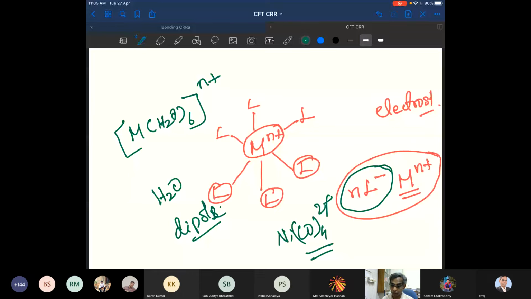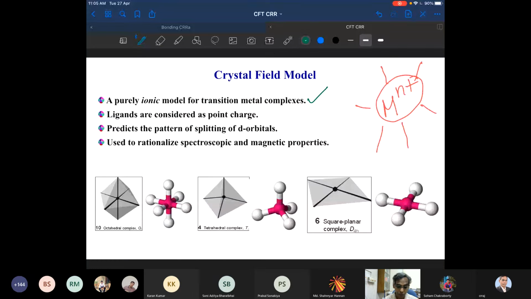So basically what you need to understand here is the electrostatic model. That's what I have given here, the pure electrostatic model. Ligands are considered as point charges, not necessarily simply a negative charge. It can be a dipole, right? It predicts the splitting of d orbitals.